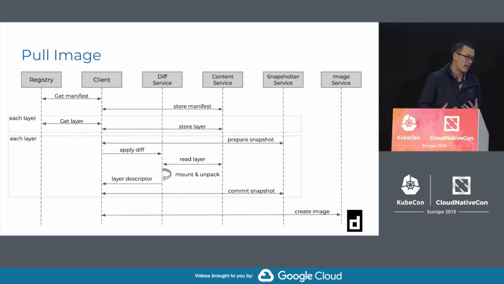If the snapshot for the layer is there, we don't need to download data. We can check the next layer. If not, we can download the missing layer data into the content service and call the diff service and the snapshot service. So you can see we can change the data flow on the client side without changing any line of code on the backend side.